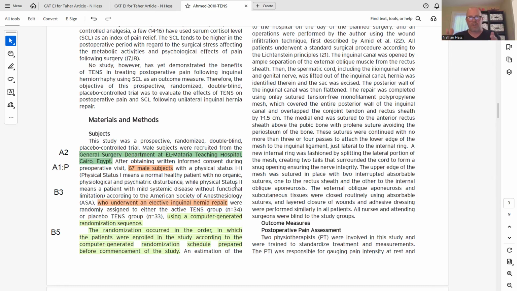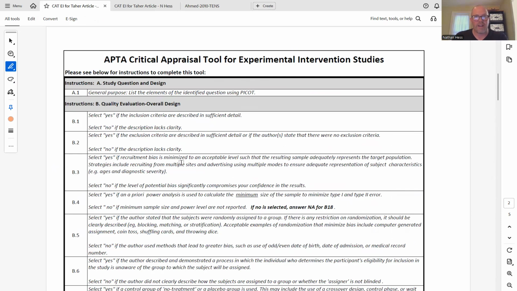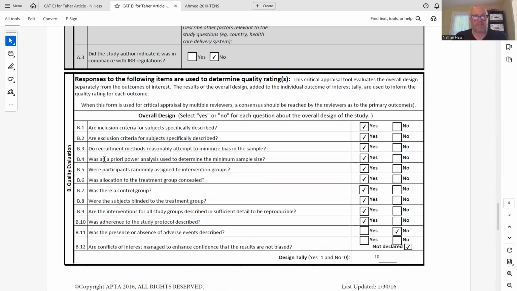They didn't really recruit from different hospitals. It is kind of a one location, but it was randomized, double-blind, placebo-controlled. So therefore, I went ahead and checked yes for that one because again, our B3 basically saying we're trying to minimize bias. That's what we're trying to do. So again, I selected yes. If you would have selected no, I would not have been upset about that. I think there's a little bit of a variability there with B3.